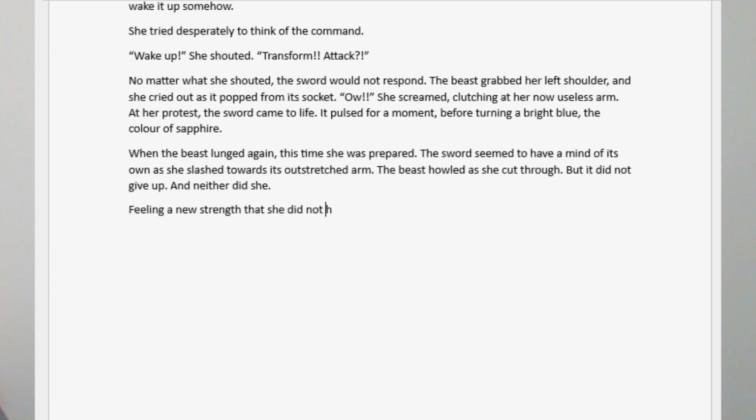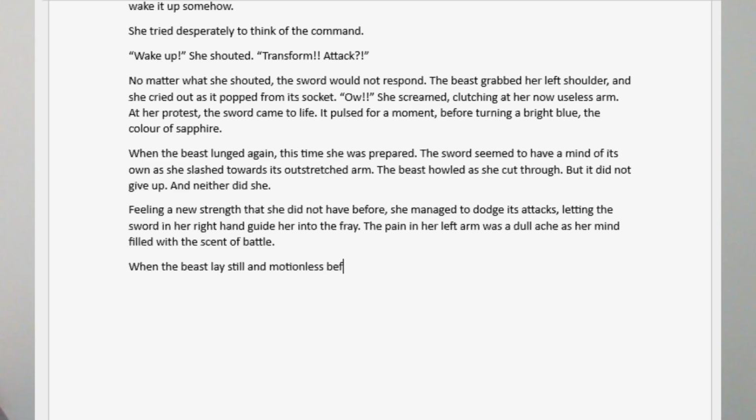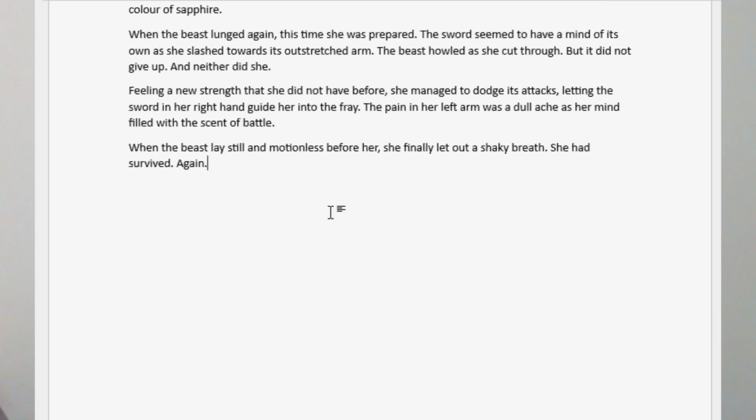Feeling a new strength she did not have before, she managed to dodge its attacks, letting the sword in her right hand guide her into the fray. The pain in her left arm was a dull ache as her mind filled with the scent of battle. When the beast lay still and motionless before her, she finally let out a shaky breath. She had survived. Again. The sword remained glowing. At least now she knew how to awaken it.